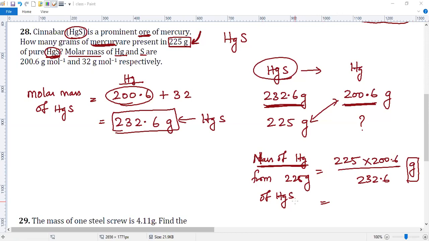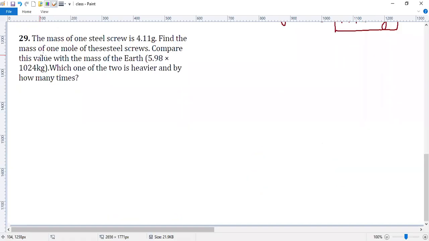Okay. So the answer that we get is approximately 194.04 grams. If you have got this answer, then it is correct. Ma'am, is it okay, ma'am? I got that answer. See, in question number 29, they have given you the mass of one steel screw. Okay, one steel screw. What is its mass? 4.11 gram.